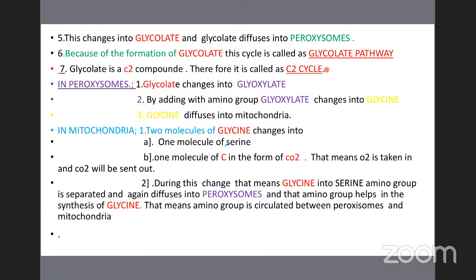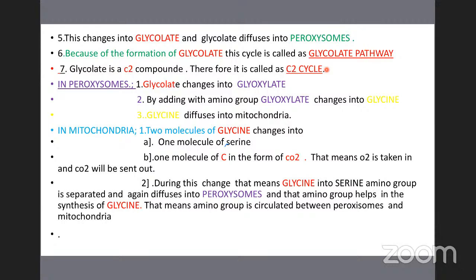Just remember the C3 cycle. Why is it called the C3 cycle? When RUBP binds CO2 in the presence of RUBP carboxylase, it results in the formation of phosphoglyceric acid, which is a 3C compound. That's why the first formed compound was a 3C compound, and that's why they named the cycle the C3 cycle. Originally, it was discovered by Melvin Calvin. So the C3 cycle or Calvin cycle, both are the same.